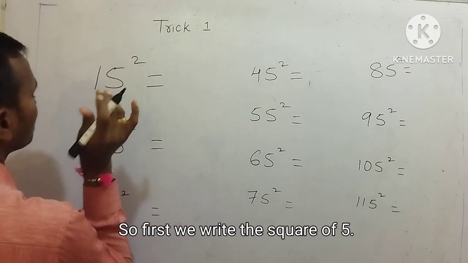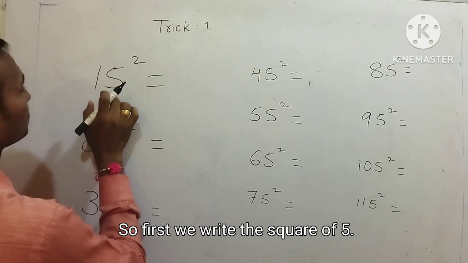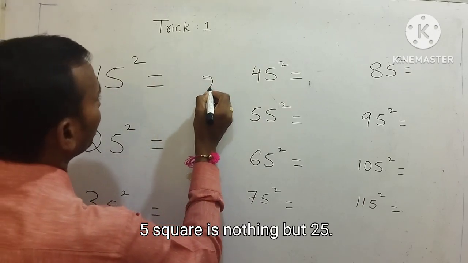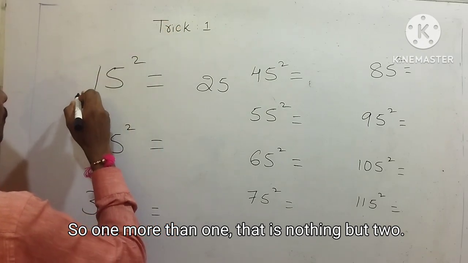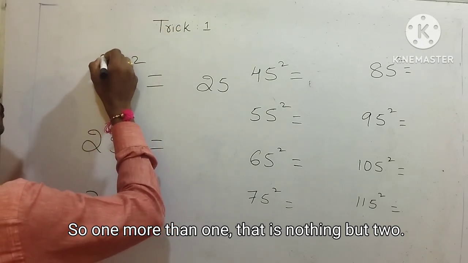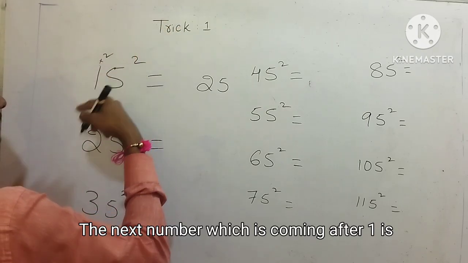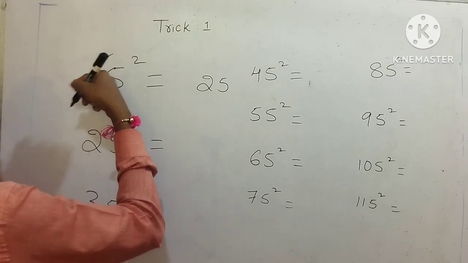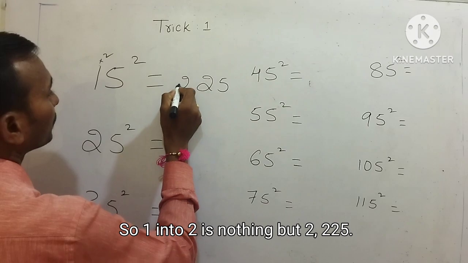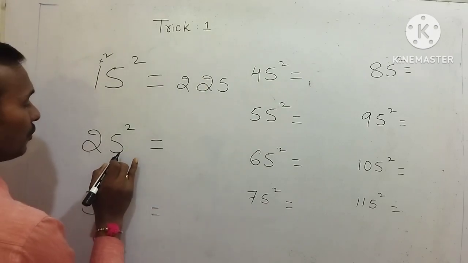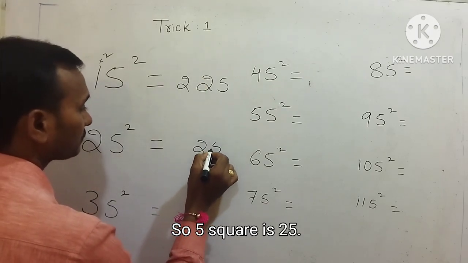So first we write the square of 5. 5 square is nothing but 25. So 1 more than 1, that is nothing but 2. The next number which is coming after 1 is nothing but 2. So 1 into 2 is nothing but 2. 225. So 5 square is 25.